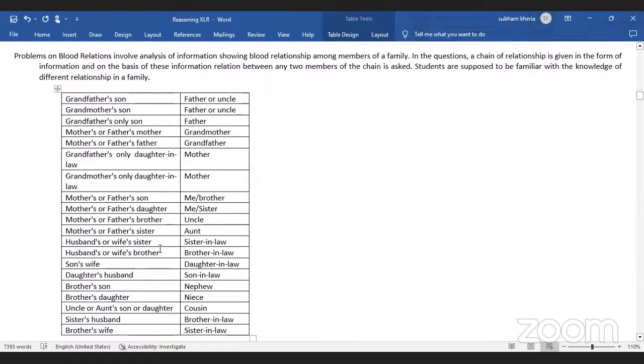Husband's or wife's sister, that is sister-in-law. One word. Sali, Bhabi, anything. Husband's or wife's brother, brother-in-law. Sala or Devar. Understood?